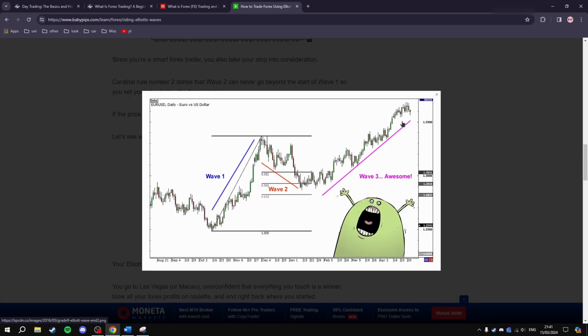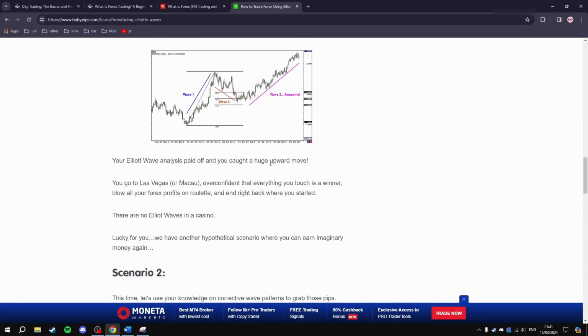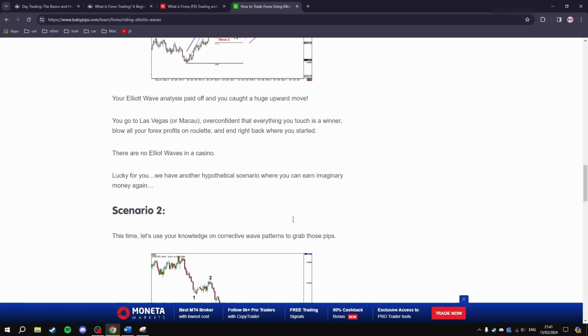Boom. Shoot up. Wave 3, awesome. Your Elliott wave analysis paid off and you caught a huge upward move. You go to Las Vegas or Macau, overconfident that everything you touch is a winner. Blow all your Forex profits on roulette and end right back where you started. There are no Elliott waves in the casino. Lucky for you, you have another hypothetical scenario where you can earn imaginary money again.